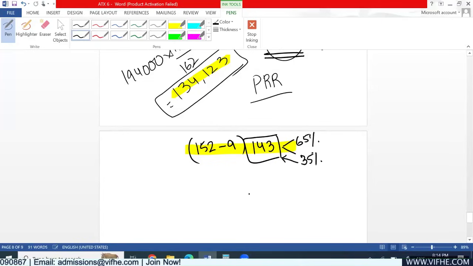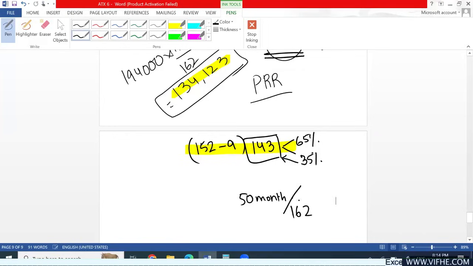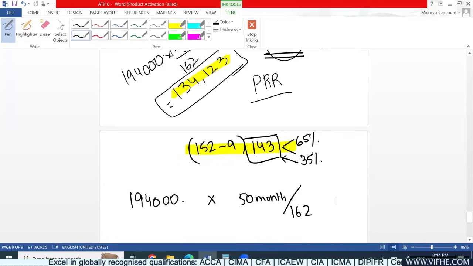35% of 143 months is almost equivalent to 50 months. So 50 months, this is how we have rounded off to the whole month calculation. Out of 162 months, 50 are considered equivalent to the period of letting. And see what the gain is, the original gain figure. This is 194,000. That's how you come to know how much of the gain is going to be covered under letting relief: 50 by 162, the period of letting out of total ownership. That gives rise to letting relief.